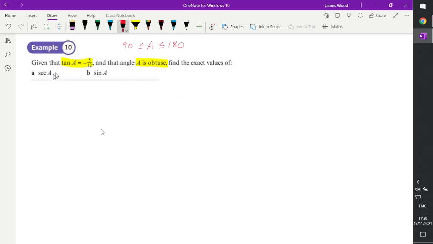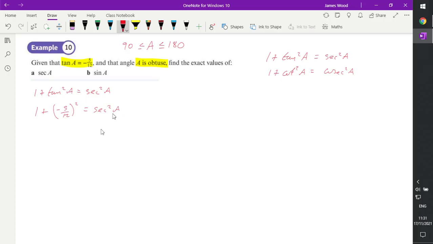So I'm trying to find something to link tan A and sec A. So one of my new identities was 1 plus tan squared A equals sec squared A. The other one was 1 plus cot squared A equals cosec squared A. So I'm going to use this top identity to help me. So 1 plus tan squared A equals sec squared A. So 1 plus minus 5/12 squared equals sec squared A.